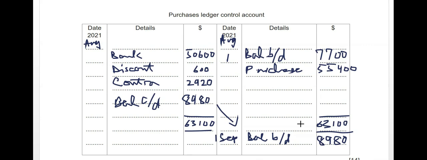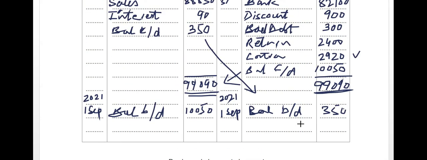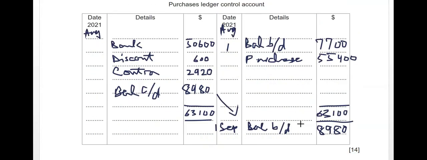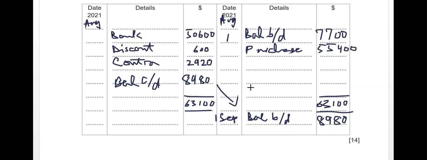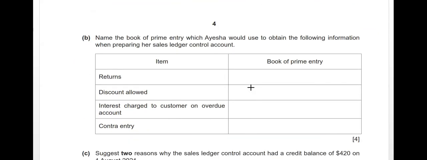Now this is how we make our sales ledger control account and purchase ledger control account. Now moving on with the next part of the question, we can see: Name the book of prime entry which Aisha would use to obtain the following information when preparing her sales ledger control account. So this is a pure theoretical question.